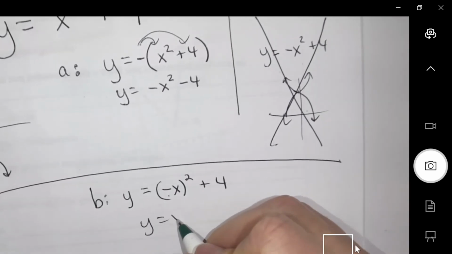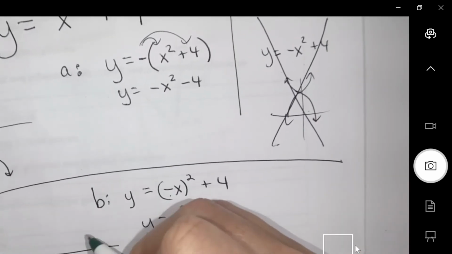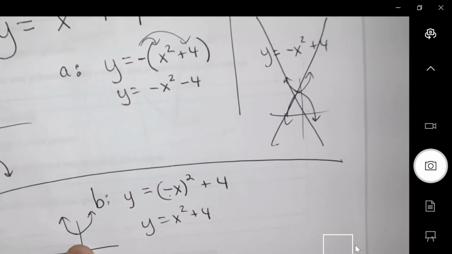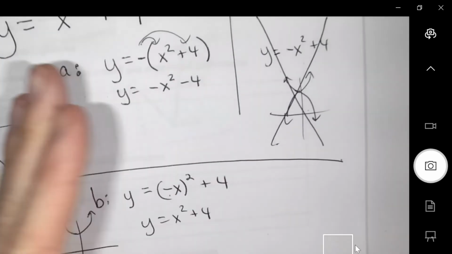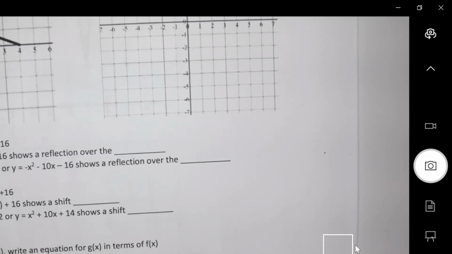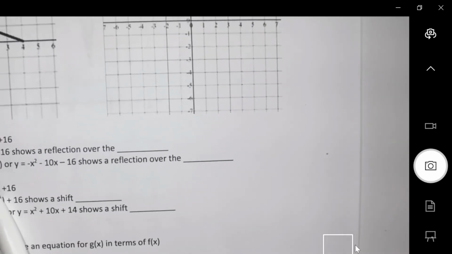This actually just turns out to be the same thing, because what happens when you reflect that over the y-axis? It wouldn't change. Okay, that being said, there's just two things in your notes here.